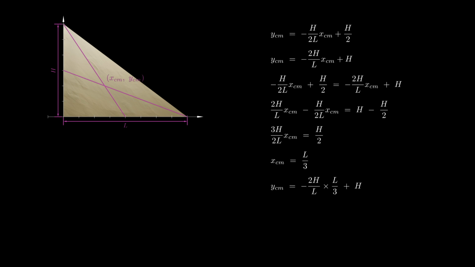Since ycm is common to both equations, we can equate them and solve for xcm. This calculation yields the same distance to the center of mass along the length of the prism, as previously determined. Substituting the calculated value of xcm into either of the equations allows us to find ycm. Therefore, irrespective of the method used, the distance from the center of mass to the x and y axes remains 1/3 of its length.